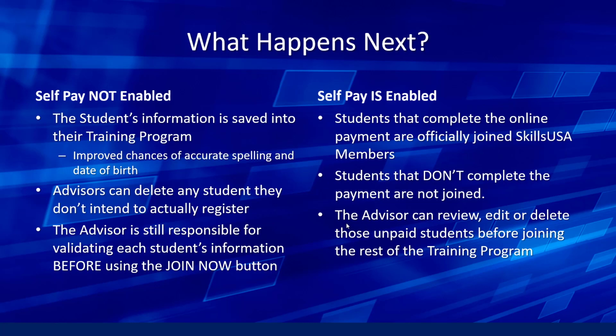If self-pay is enabled, the student completes that information online and they immediately join Skills USA as official members when they pay. If they stop there and they don't put in their credit card information, they don't actually pay, that information is still saved as part of the training program, and the advisor has the opportunity to review that information, edit or delete. And as you saw, the student could come back the next day and pay if they didn't have a credit card handy.